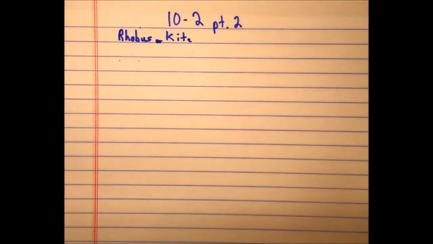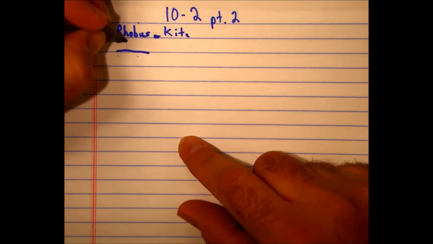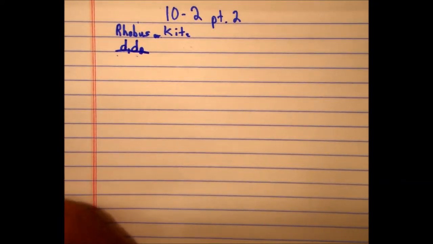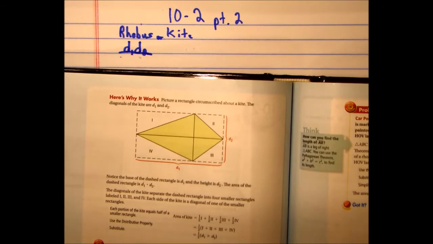All right, now I'm going to show you the picture out of the book so that you understand where they get the formula from. It is diagonal 1 times diagonal 2. Now, most of you have seen base times height for a parallelogram. Hopefully you'll understand why it's diagonal 1 times diagonal 2 divided by 2. So let's look at this picture.